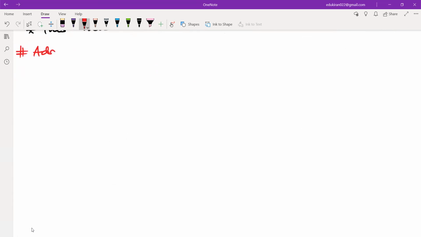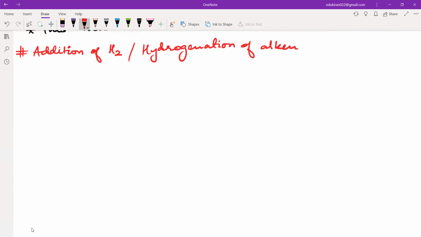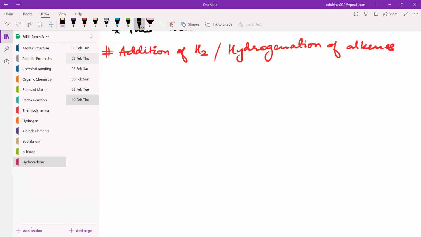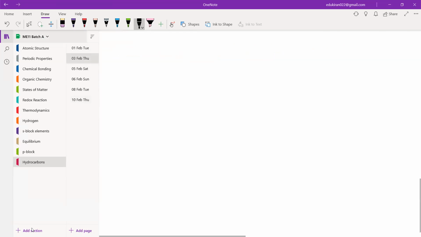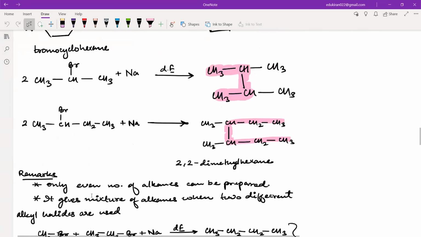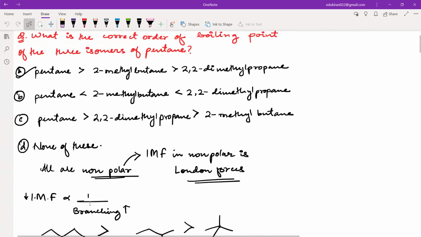First is addition of H2, or hydrogenation of alkene. The same thing we have learned in which part? Preparation of alkenes, if you remember, preparation of alkenes.